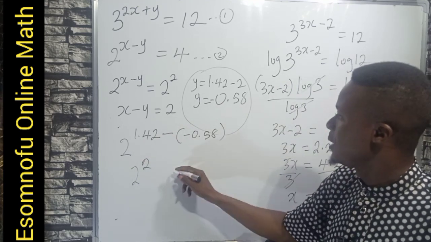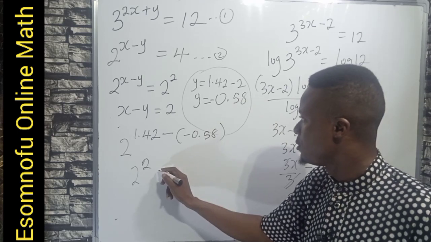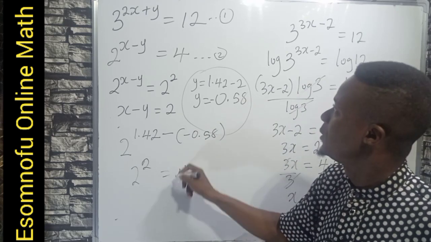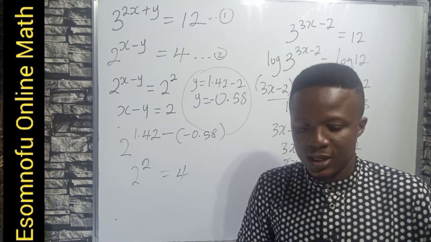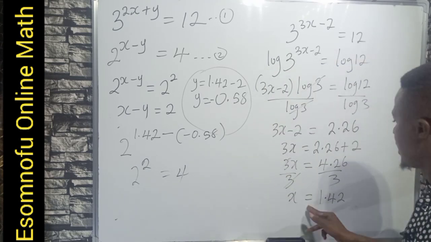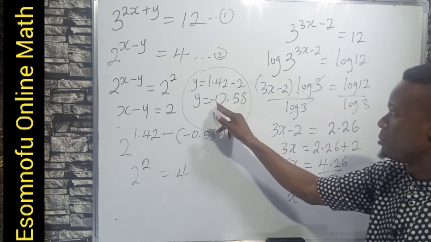1.42 plus 0.58 will give you 2. So 2 to the power of 2 is 4. And look at that, 4 here. This has shown that our answer is correct. And the solutions to these are x is 1.42 and y is minus 0.58.